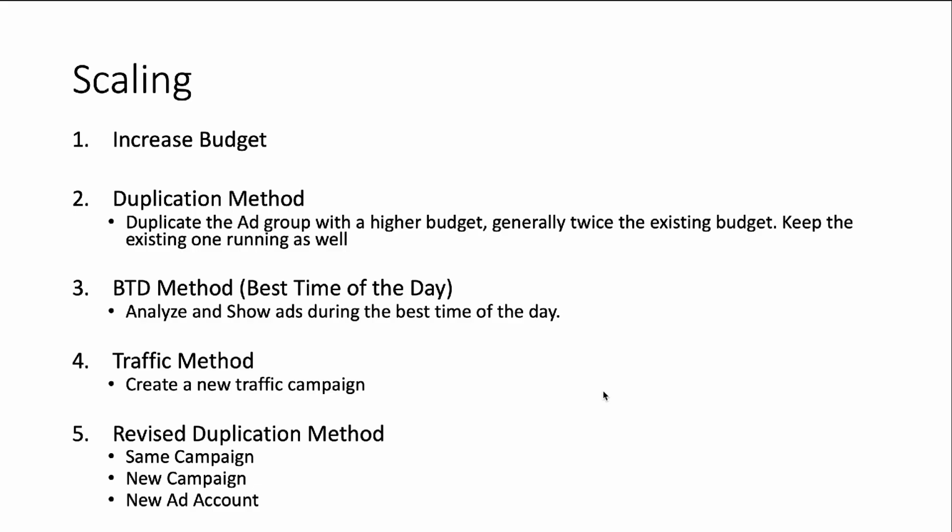Third one is the BDD method, which is the best time of the day. Analyze, see what is the best time of the day your cost per conversions are cheapest, and show your ads during that time and give a high budget.